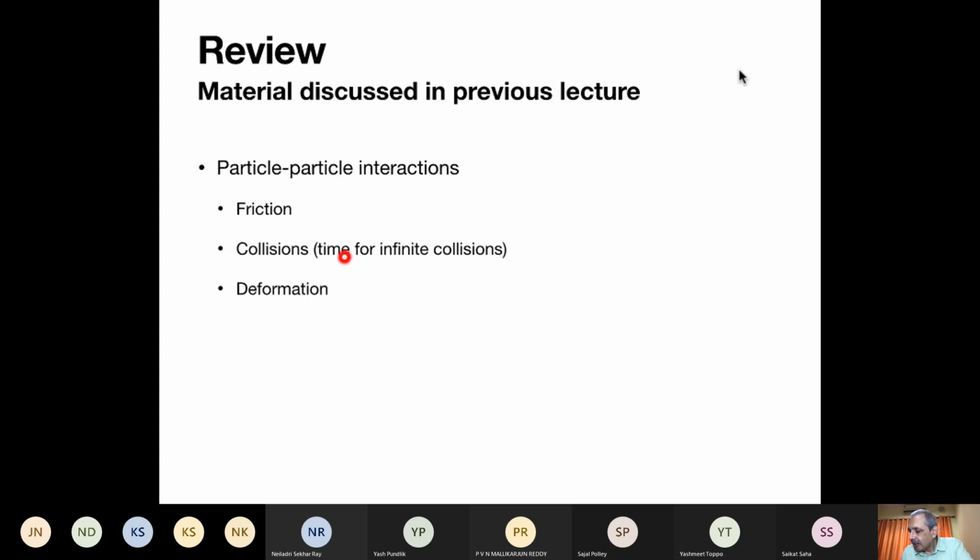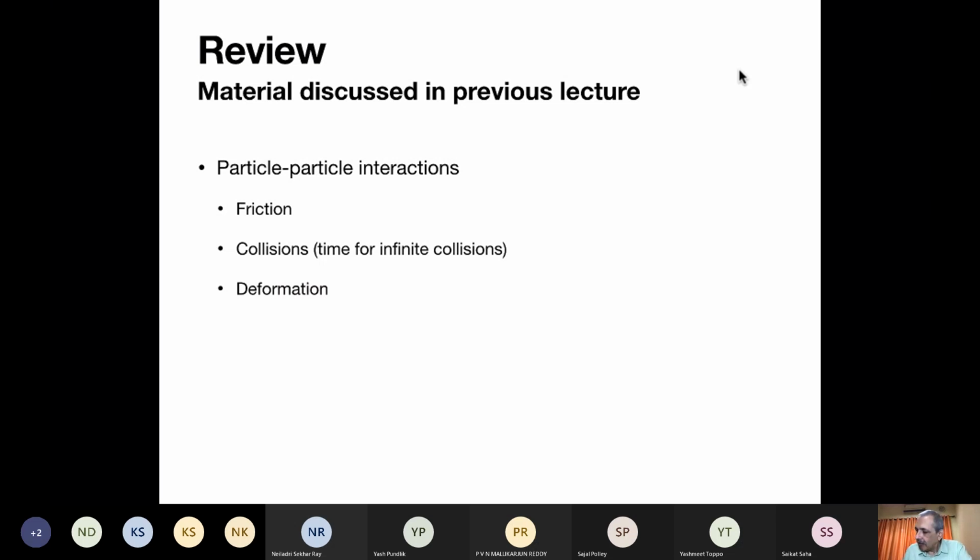And then we did a simple example of how long it would take for a particle that is bouncing on a hard surface to come to rest. It takes infinite collisions to come to rest, but we saw that. And then, of course, we talked about how we can model deformation of a particle using the Hertz model.